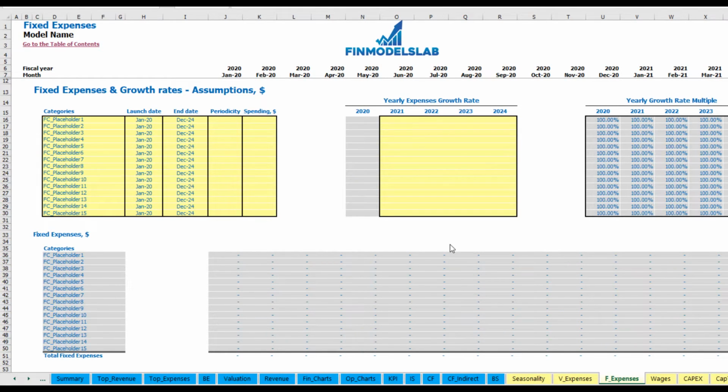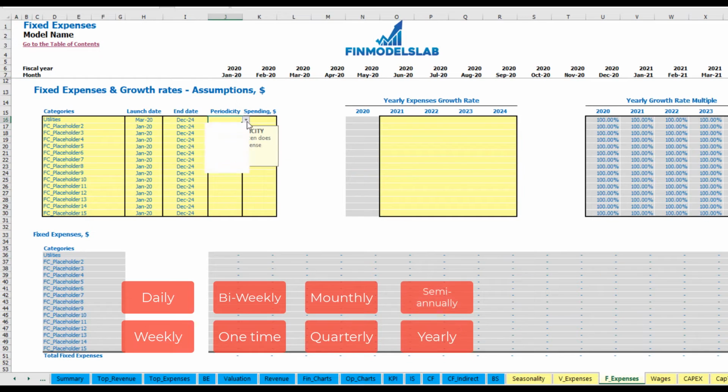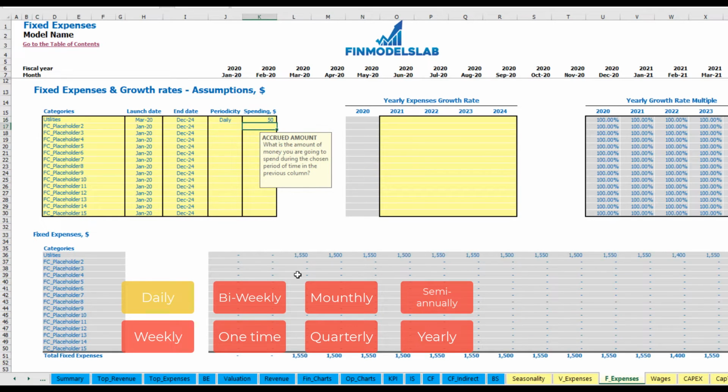on the Fixed Expenses tab, you may input up to 15 line items for your fixed expenses. Let me show you how it works. For example, you have utilities. You will start paying starting from March 20 till the end of the model, which is December 24. You may see it here. Let's pretend periodicity will be daily with amount of $50 per day. So you may see these amounts in here.